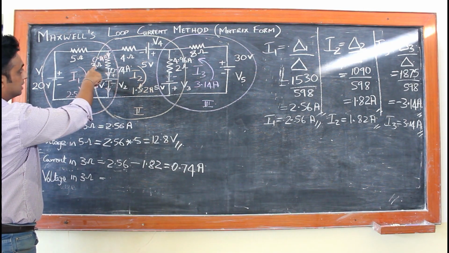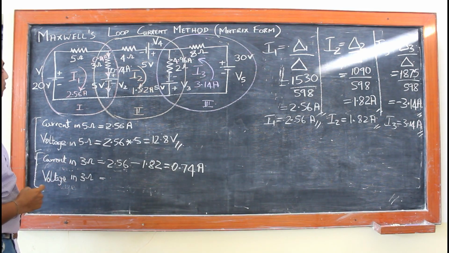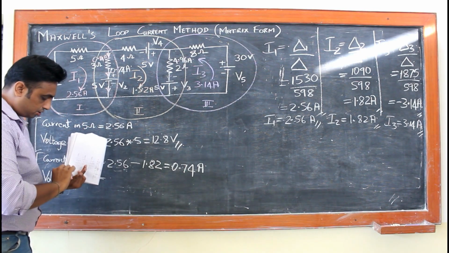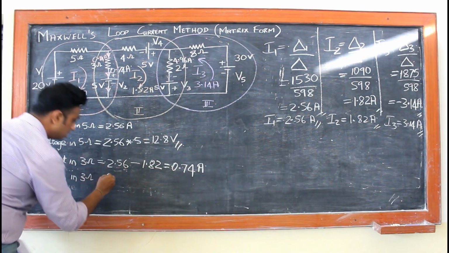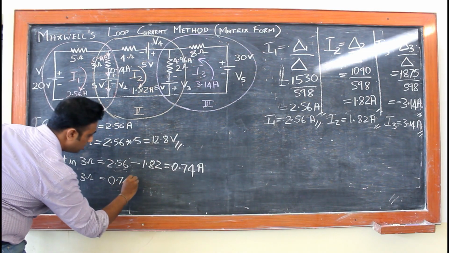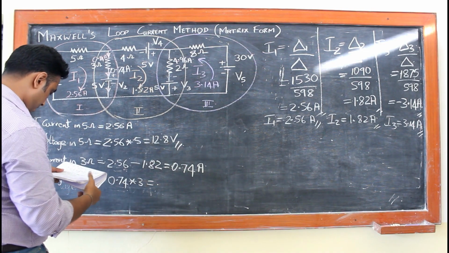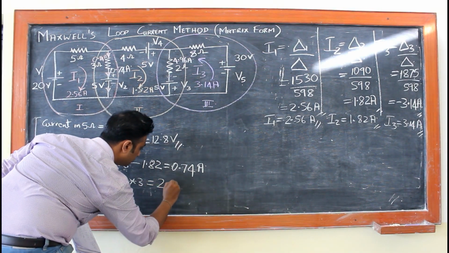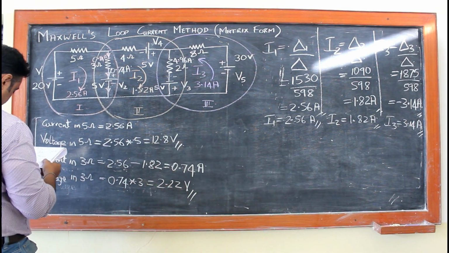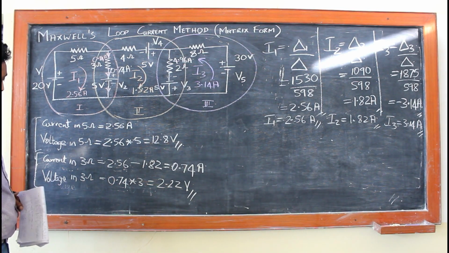I know the value of resistance. So according to Ohm's law, V equals I into R, it will be 0.74 into 3. So that will give me my voltage, which comes up to be 2.22 volts.